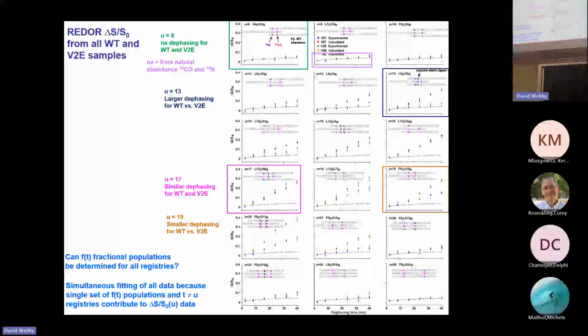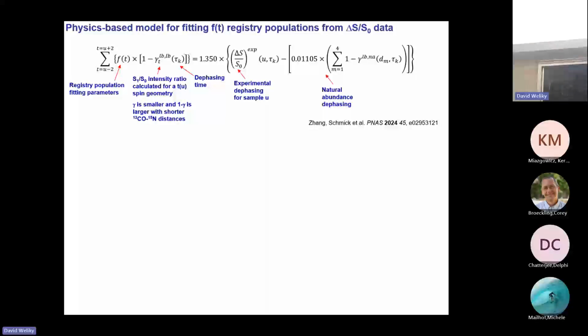So I'm going to call this F of T. The complicating part is that a particular sample with some value of U has contributions from the population of the T equals U registry, but also U plus or minus 1 and U plus or minus 2. But we would expect that all samples, independent of labeling, should all have the same fractional populations. So the only thing that had to be done, and this is where the programming was so important, was to fit all the data simultaneously to get a single set of F of T populations.